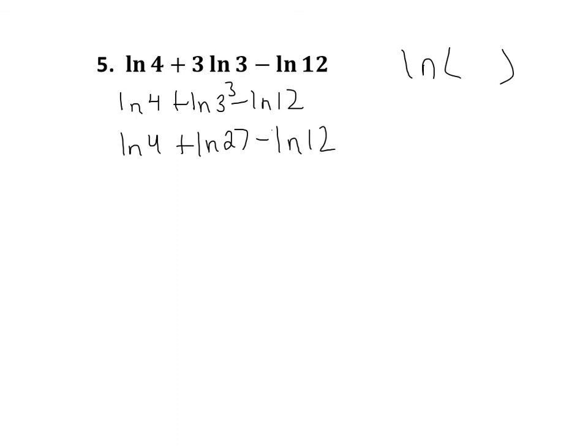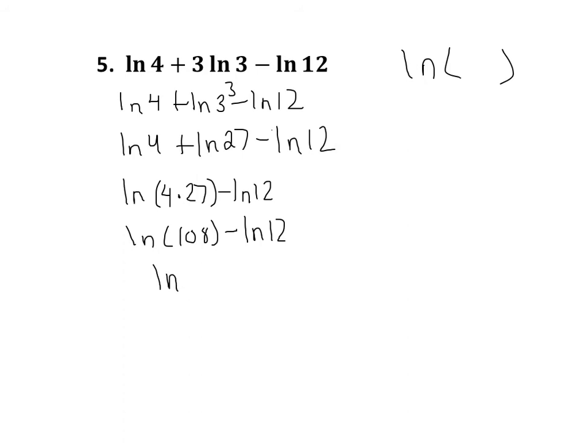Now just go from left to right. So start here. Natural log of 4 plus the natural log of 27. Well, that's natural log of 4 times 27 minus the natural log of 12. And that would be the natural log of 108 minus the natural log of 12. And subtraction means we condense to division using the quotient property, so this would be the natural log of 108 divided by 12, which is the natural log of 9.